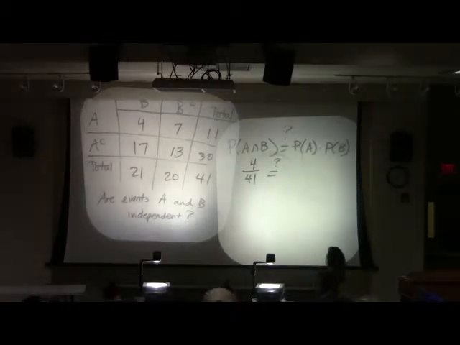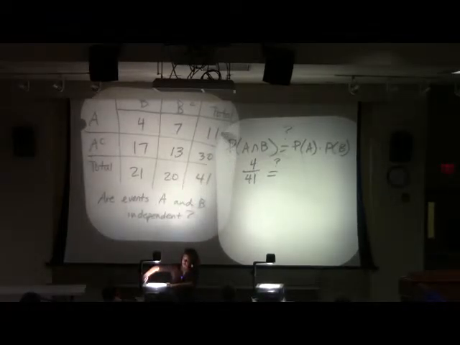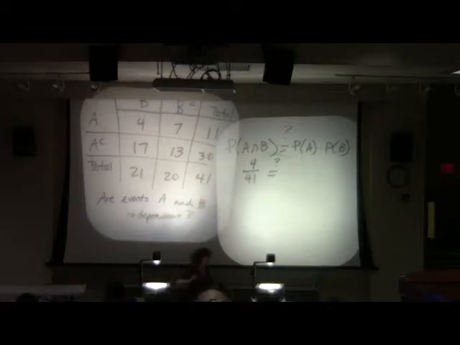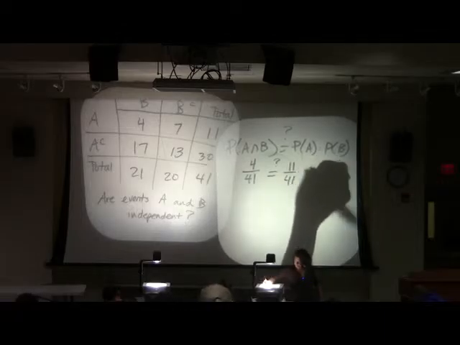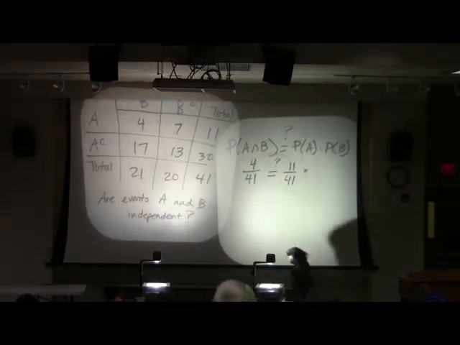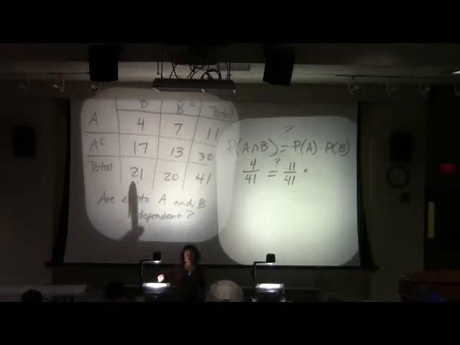All right. Now, let's find what the probability of A is. Well, in how many total ways can A happen? 11 out of my total 41. And in how many total ways can event B happen? Isn't that 21 out of my 41?